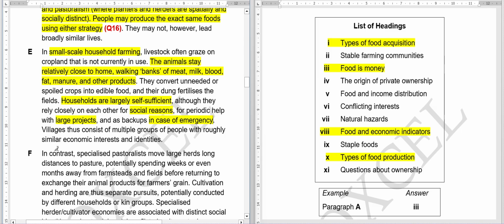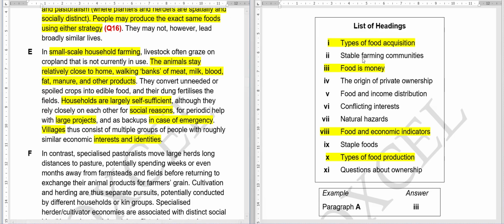Villages thus consist of multiple groups of people with roughly similar economic interests and identities. So this is how villages came to being. There were groups of people with similar economies, money, interests and identities. So they formed groups, they formed villages, communities, things like that. Hope it is clear now.